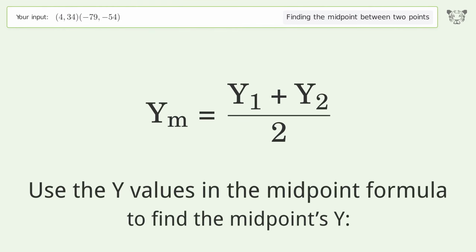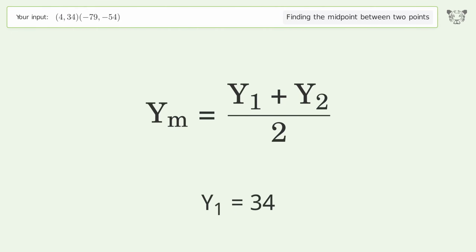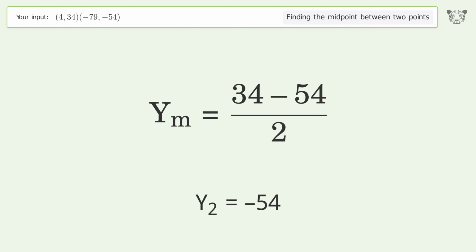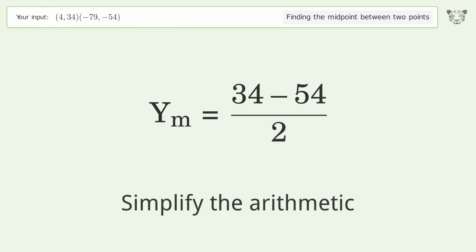Use the y values in the midpoint formula to find the midpoints y. y1 equals 34. y2 equals -54. Simplify the arithmetic.